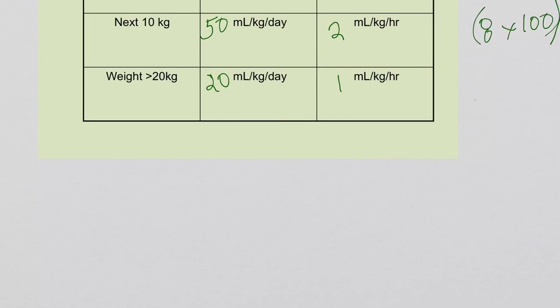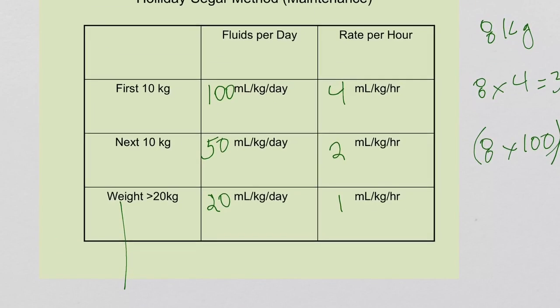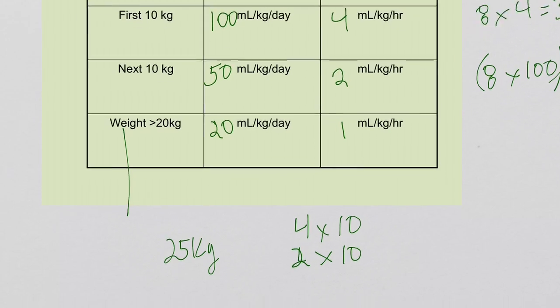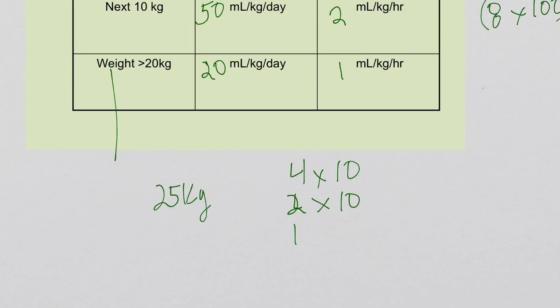If you wanted to do a tougher problem, like a kid who weighs a little bit more, let's say you have a kid who's 25 kilos. Using the 4-2-1 rule, you would take the first 10 kilos, which would be your 4, right? So you go 4 times 10, that's the first 10, plus 2 times the next 10 kilos, and then 1 times those extra 5 kilos.